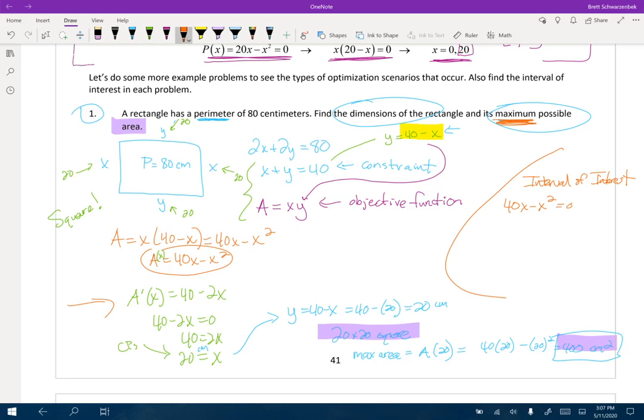So if we factor out an x, we're going to get 40 minus x, which means we're going to get x is 0 and x is 40, which means the interval of interest is going to be 0 to 40. So it's going to be 0 to whatever number that is. The reason, usually the first number can't be negative because we're doing measurements. So most of the time the first number is 0.